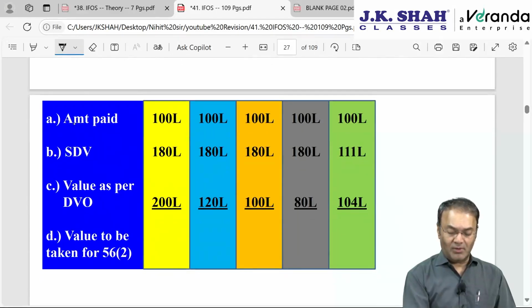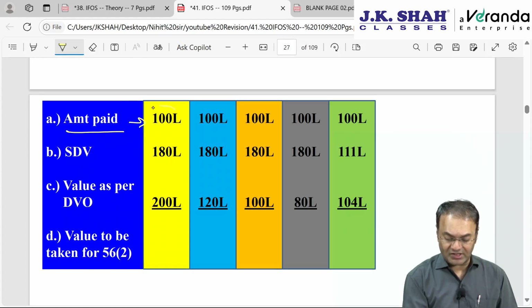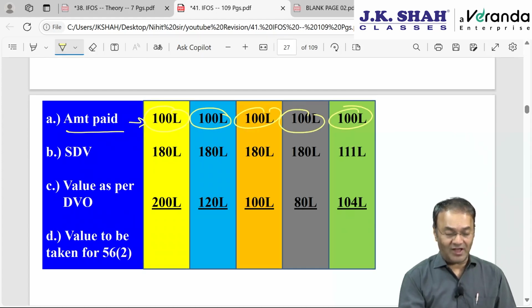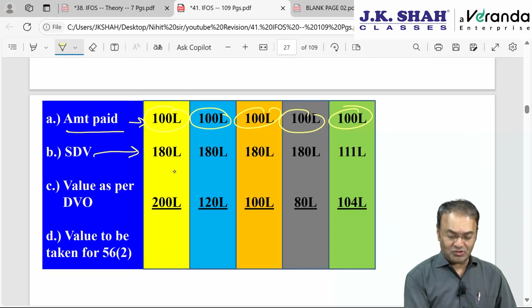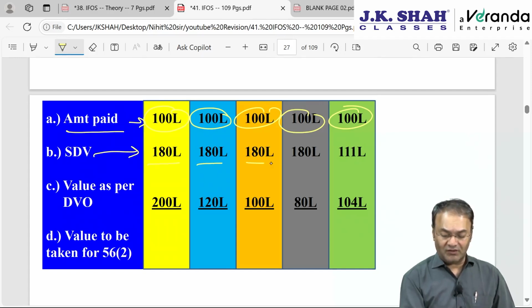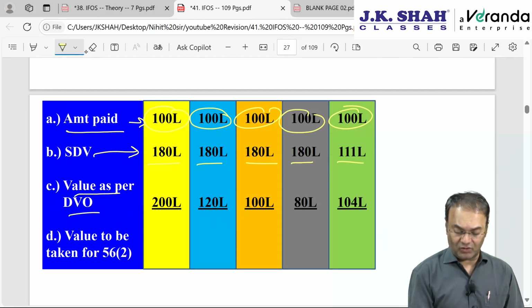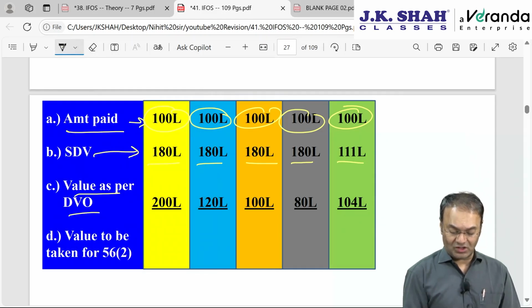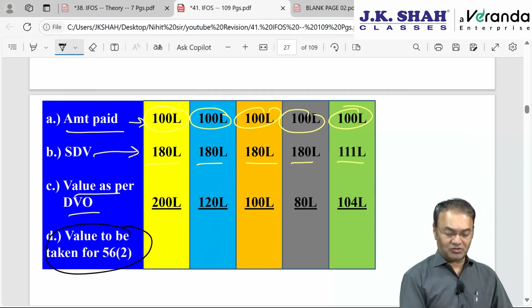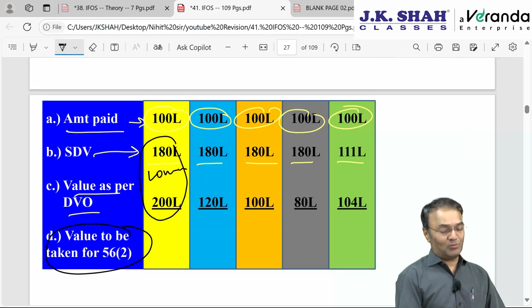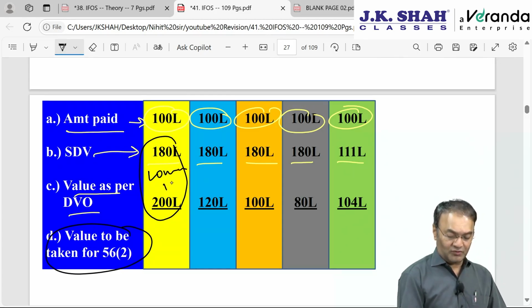For example, in different examples, the amount paid to acquire the property is 100 in all 5 examples. The stamp duty value is different: 180, 180, 180, 180, and in the last one, 111. The value as per the departmental valuation officer is 200, 120, 100, 80, 104. This is changing in all 5 situations. Which value will be taken into account? To answer, first of all find out, of these two, VO's value or stamp duty value, which one is lower? Answer: the lower of the two is 180.